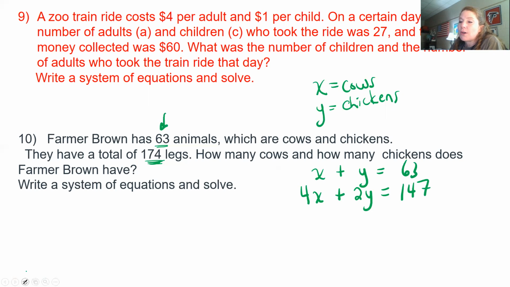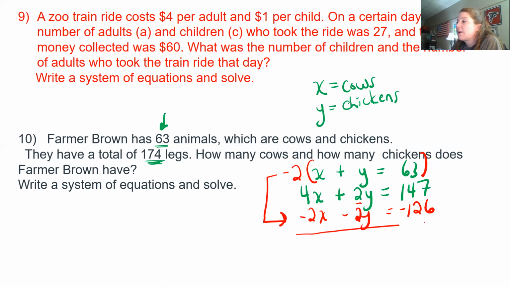And since I just prefer elimination, that's what I'm going to do. I'm going to eliminate my y just because I choose to do that. I could eliminate my x, but I'd have to multiply by -4. I'd rather multiply by -2 to get rid of my y's. So I'm going to take that original equation and multiply every single term by -2. So I have -2x minus 2y equals -126. And now I'm combining these two equations.